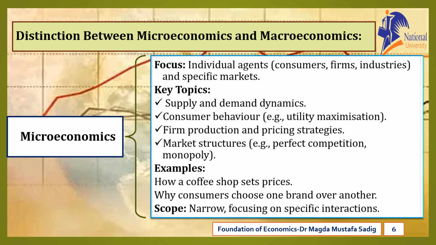So, the key topics in microeconomics include supply and demand dynamics. Supply is how much of something like coffee or phones businesses want to sell, while demand is how much people want to buy. Prices change based on how much is available or supplied and how much people want it or demand it. So imagine a lemonade stand.